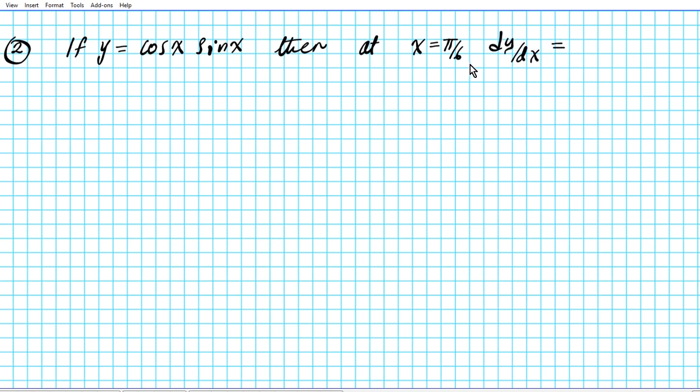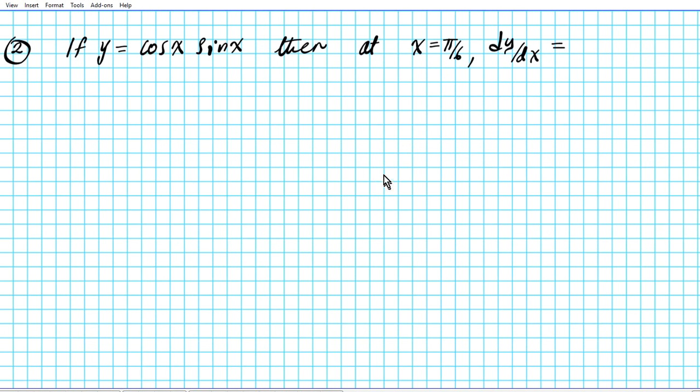Alright, let's take a look at another example. For question 2, if y is equal to cosine x sine x, then at x equals pi over 6, dy/dx is equal to what?